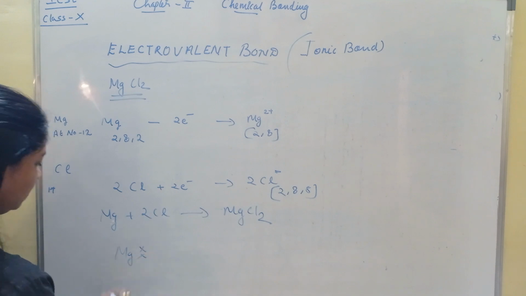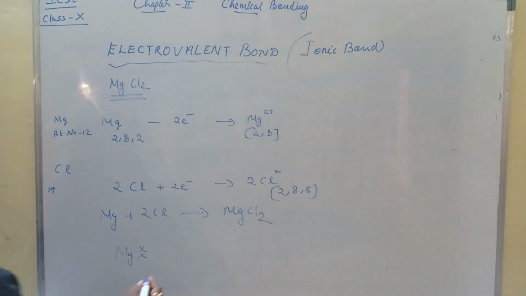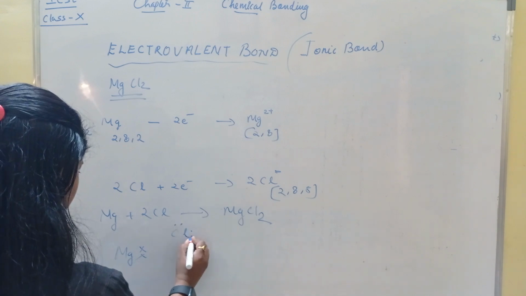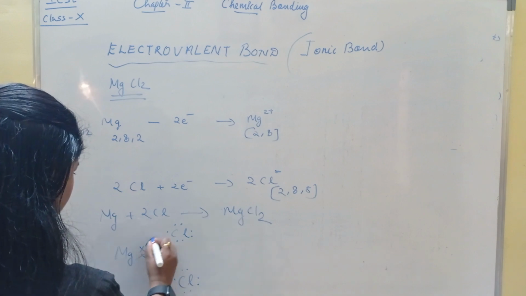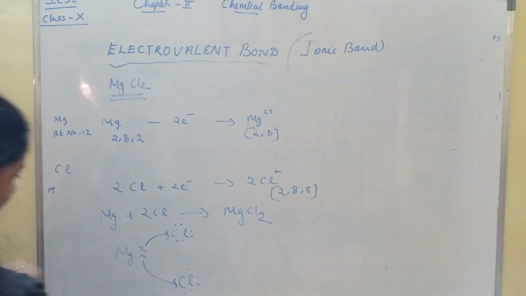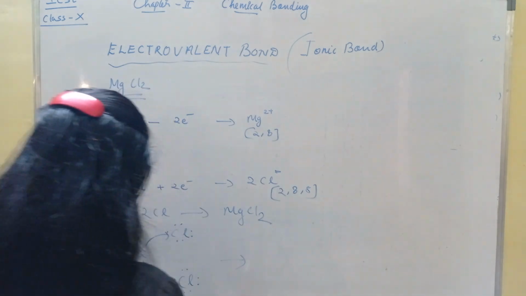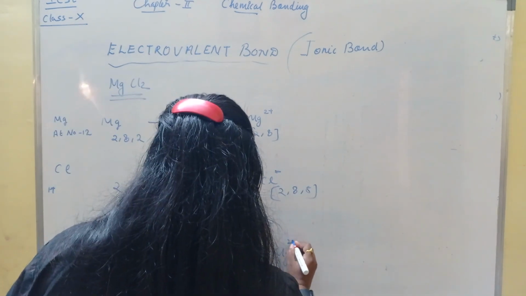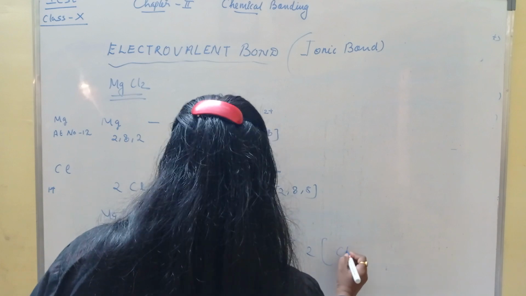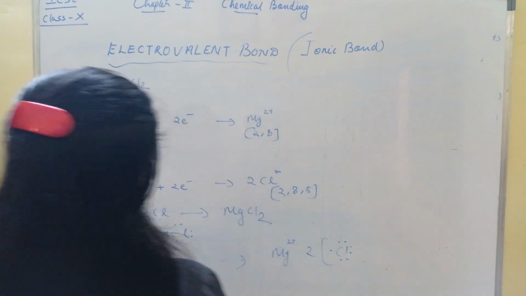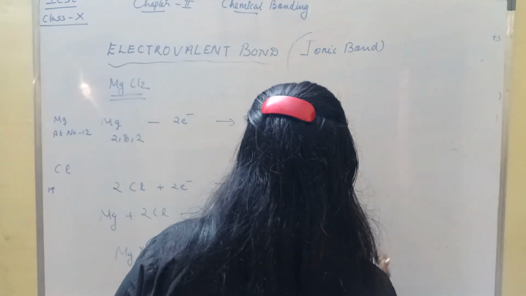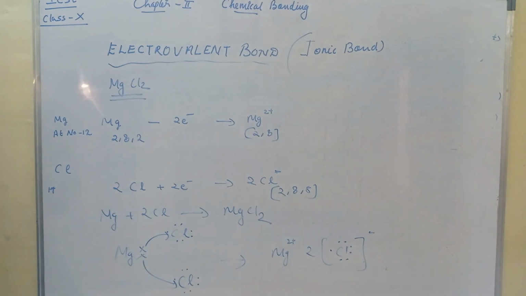Lewis dot structure कैसे बनेगा? Magnesium 2 electron, two chlorine atoms are there. एक इलेक्ट्रॉन इसके पास जाएगा, एक इलेक्ट्रॉन इसके पास जाएगा. ठीक है, and it will form Mg2 plus, 2Cl minus. Fine. Take the screenshot of this.